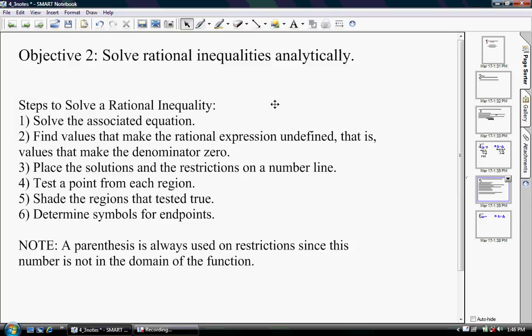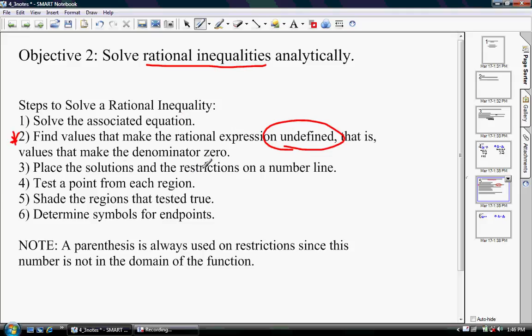Now, to solve a rational inequality analytically, we've solved rational inequalities before. Do you remember that? Where we would solve the equation, find the values that make that associated equation true, right? So that's step 1. Then find the values that make the rational expression undefined. This is an important difference in this type of problem, okay? When you're dealing with rational inequalities, you have to think about where the expression is undefined. So we find the solutions of the equation, and also find out where it's undefined.